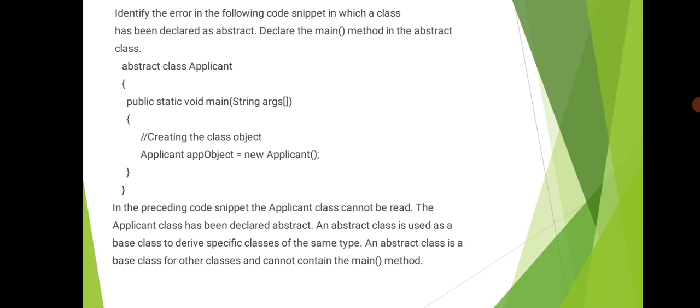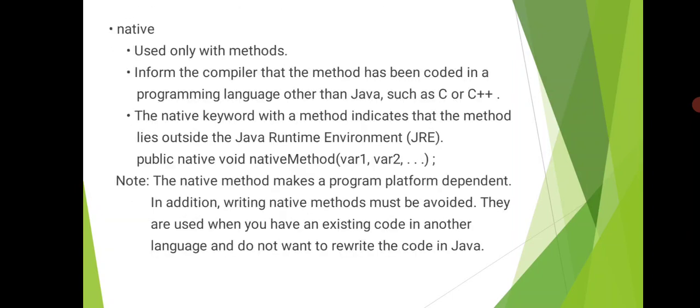So an abstract class is always a base class for other classes. You cannot create objects of it on its own, and you cannot write a void main inside it. So abstract classes should be the base class for the other classes, other subclasses. It should be inherited. So that is why we can't instantiate it, or write the main method in that class. So this is about the abstract keyword.